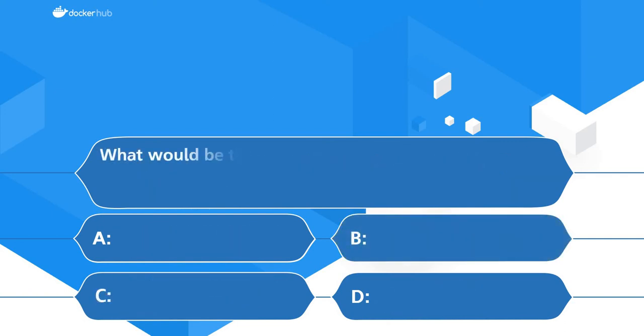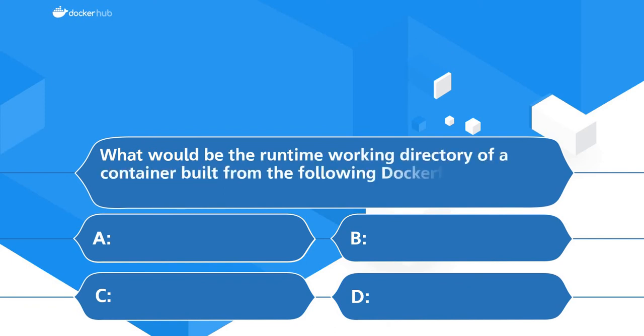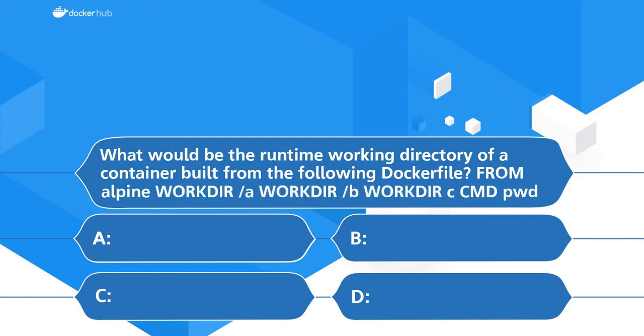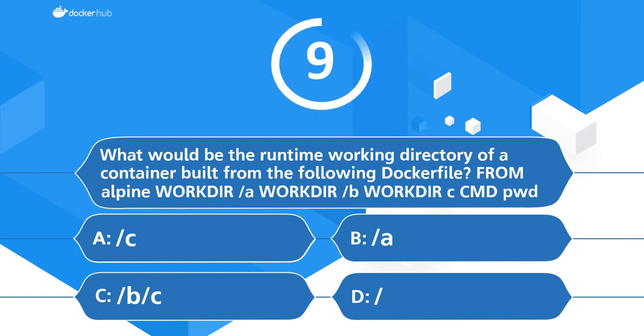What would be the runtime working directory of a container built from the following Docker file? From Alpine, WORKDIR /A, WORKDIR /B, WORKDIR C, RUN pwd. A. /C. B. /A. C. /B/C. D. /. Your time starts now.